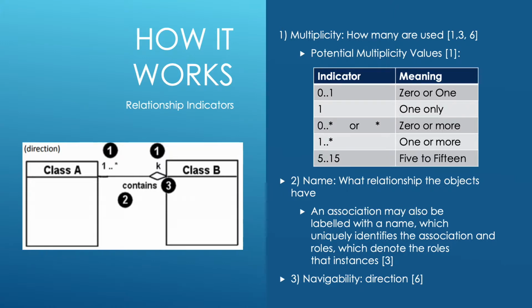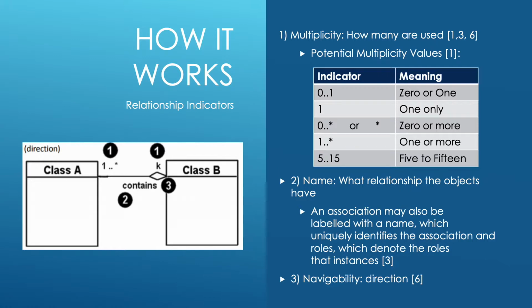There are 3 relationship indicators that we use when using UML class diagrams. The first is multiplicity. This shows how many of each class are used in comparison with each other's. These are denoted by the 1 on the left side in the diagram. On the right side, you can see the table that shows the indicator and the meaning. So the first is 0 to 1, meaning that there could be 0 of this class up to 1 of them. 1 only means that there is 1 and only 1 of this particular class.